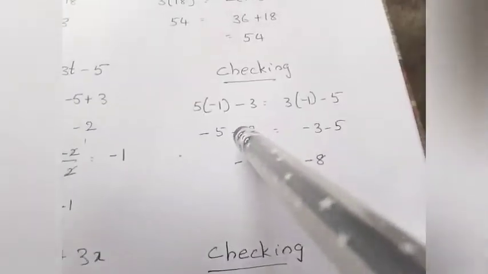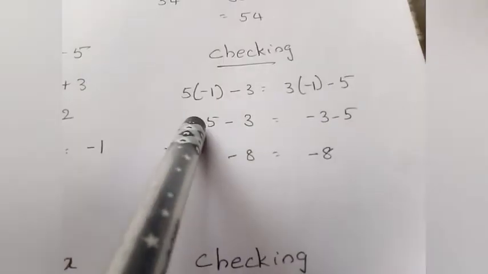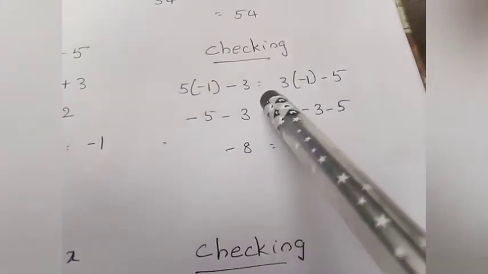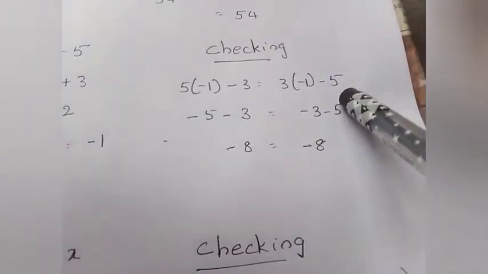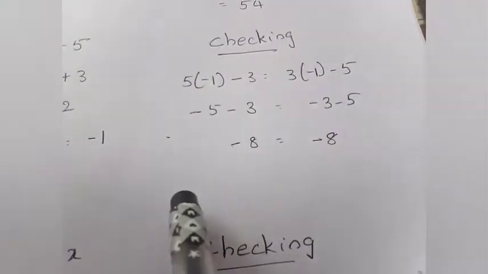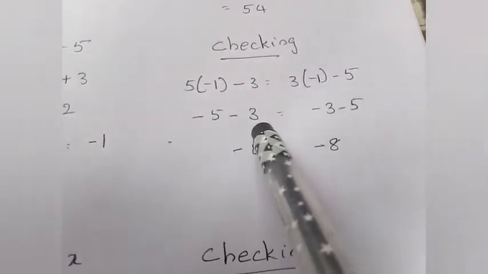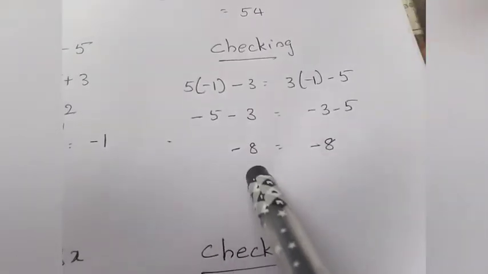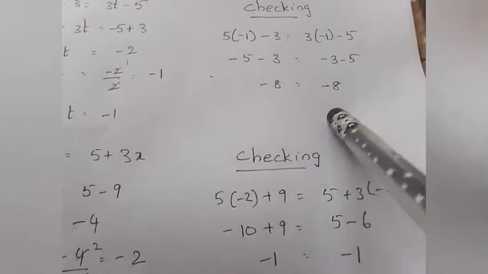I am checking here. Instead of t, I am writing minus 1. So 5 into minus 1 minus 3 is equal to 3 into minus 1 minus 5. 5 into minus 1 is minus 5, minus 3, is equal to minus 3 minus 5. Here both are of the same symbol, so I am adding them. So minus 8 is equal to minus 8.